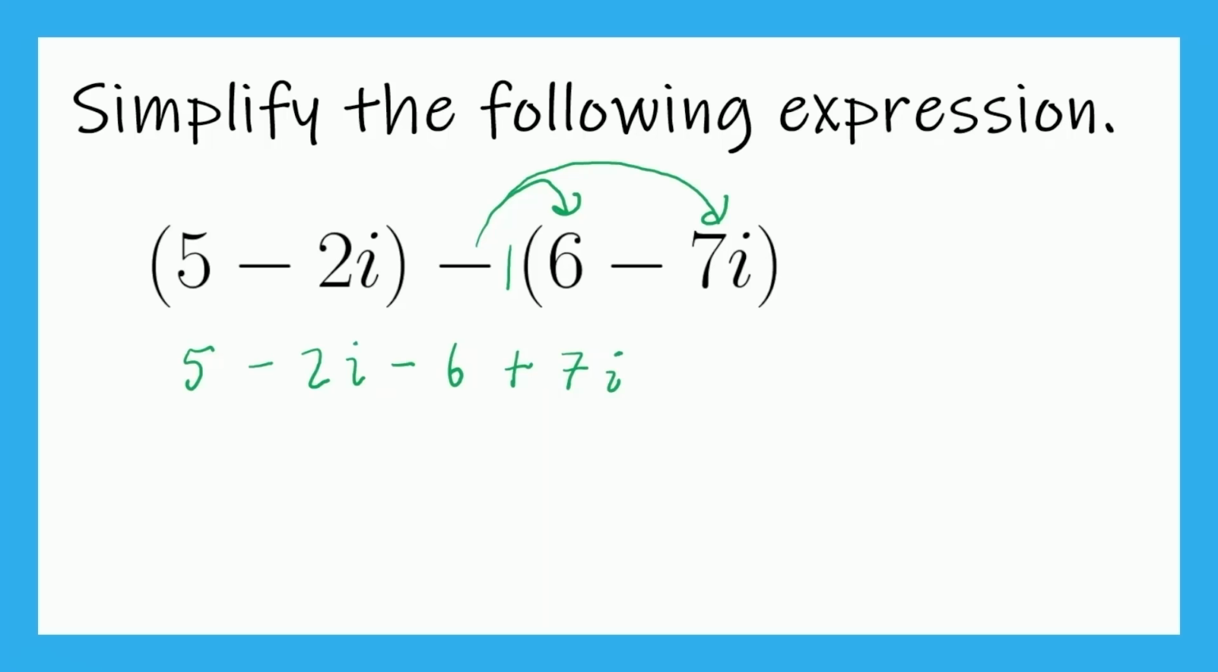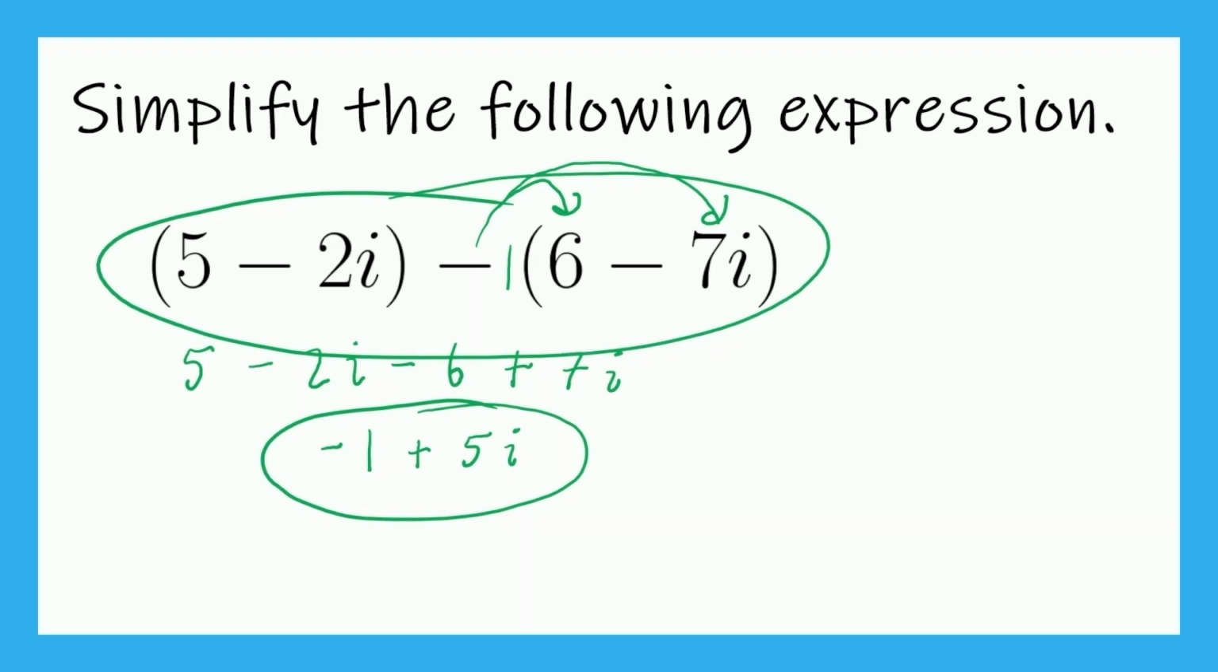Now we can combine the real and then combine the imaginary. So 5 minus 6 will give us a -1, so a -1. And then we have -2i plus 7i, or 7i minus 2i. That'll give us a positive 5i. So we have -1 plus 5i. And that cannot be simplified anymore. So that is our final expression of that original expression fully simplified.